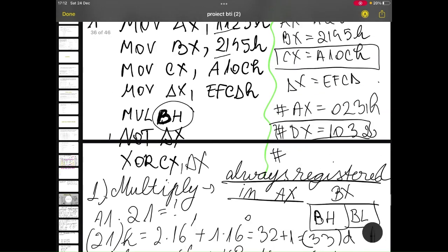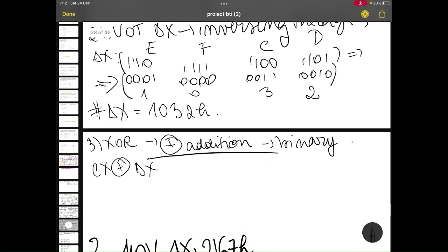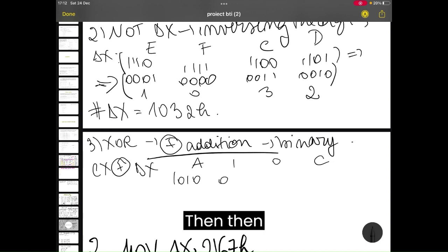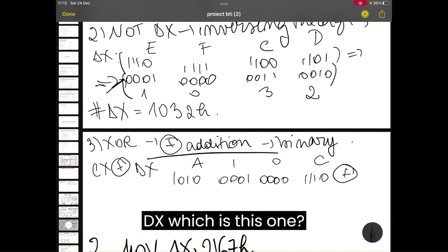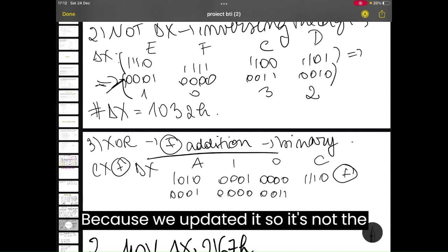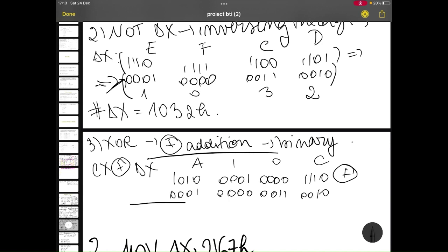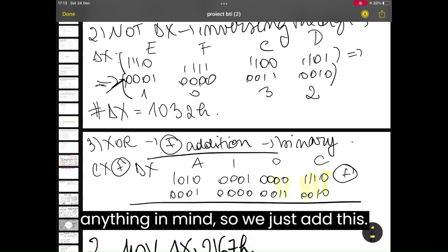modulo 2 addition, and we again write it in binary. And we write CX, it's A10C. So it's 1010 1... And this modulo 2 addition with DX, which is this one, because we updated it, so it's not the same as the initial. And we add this column by column without keeping anything in mind, so we just add this.